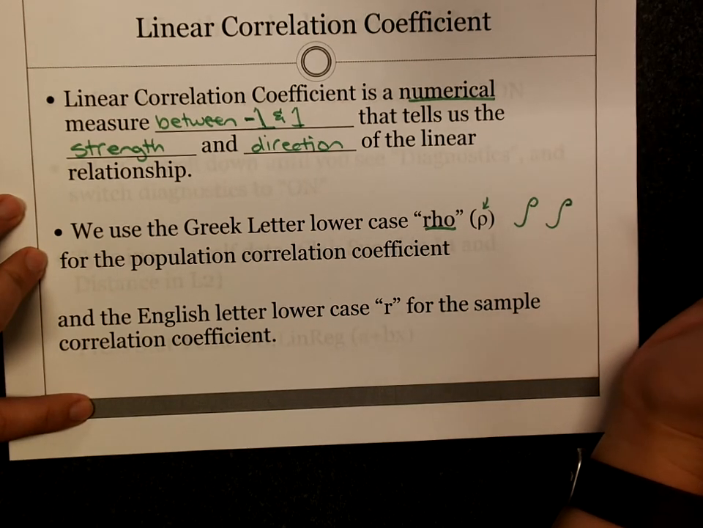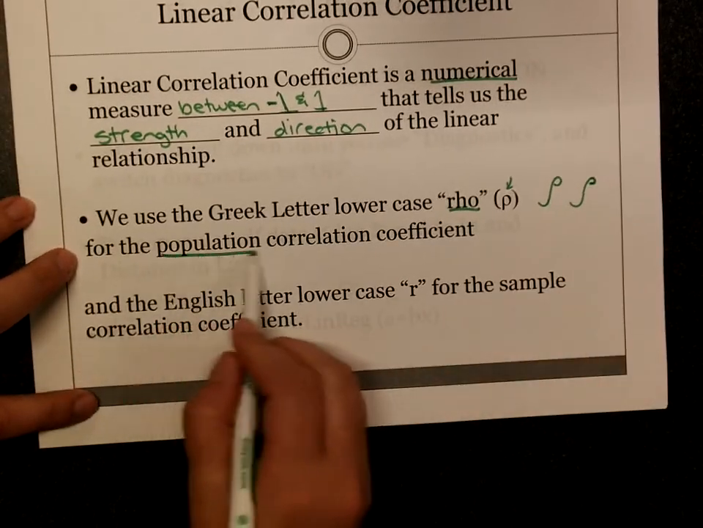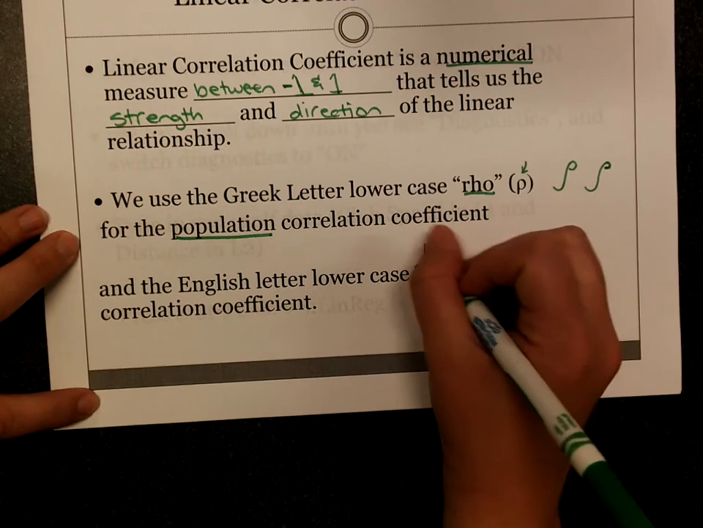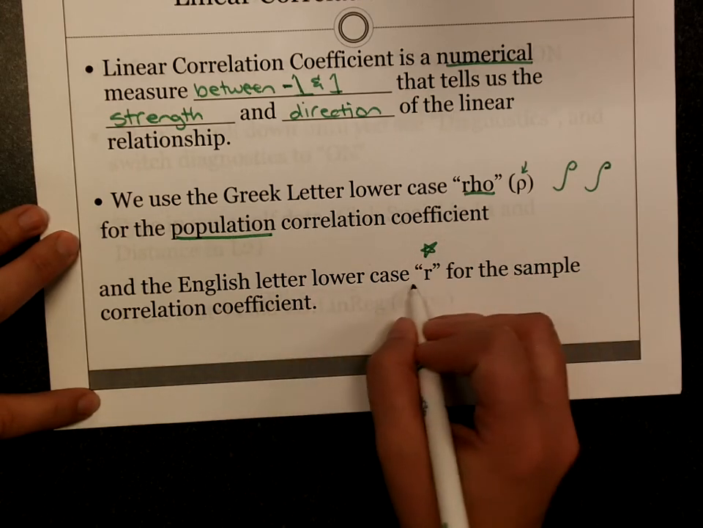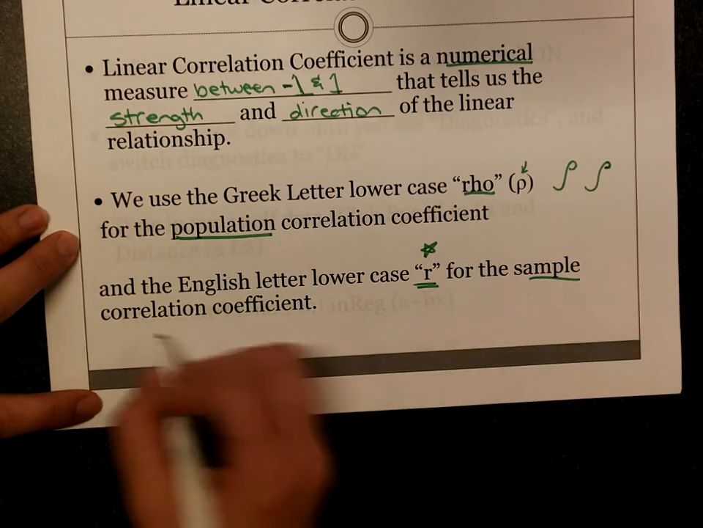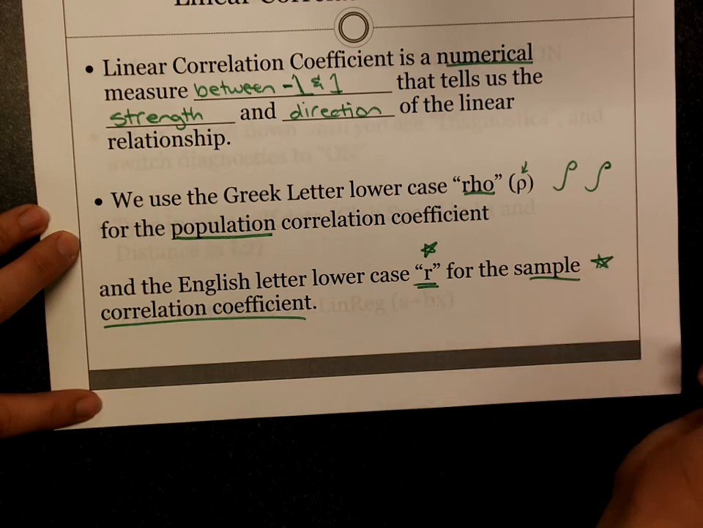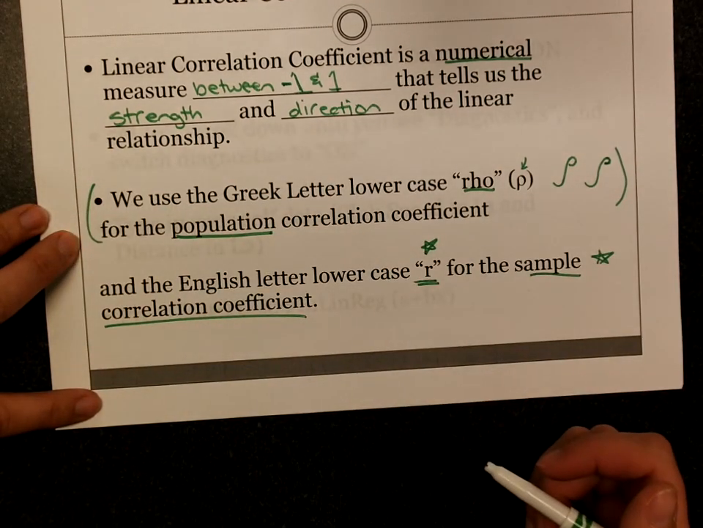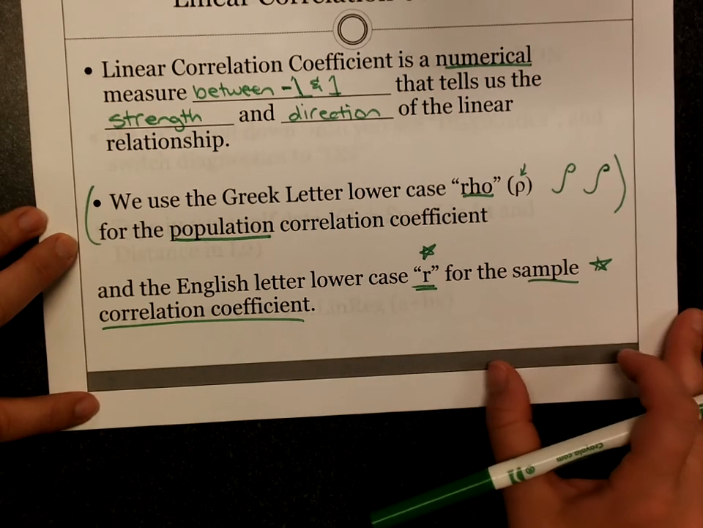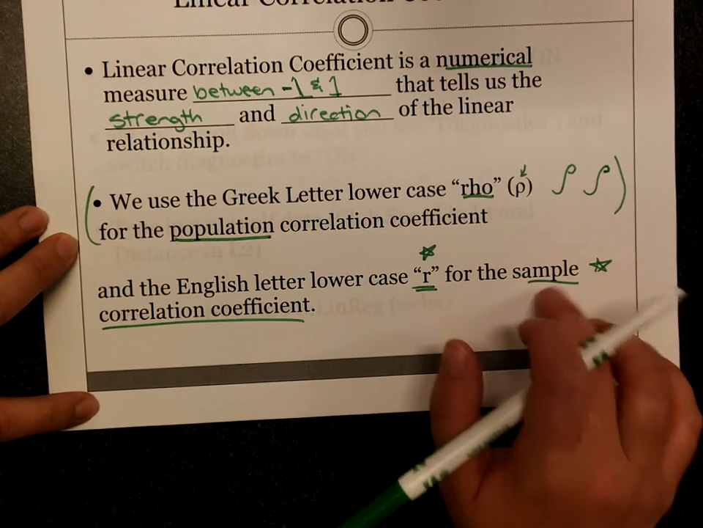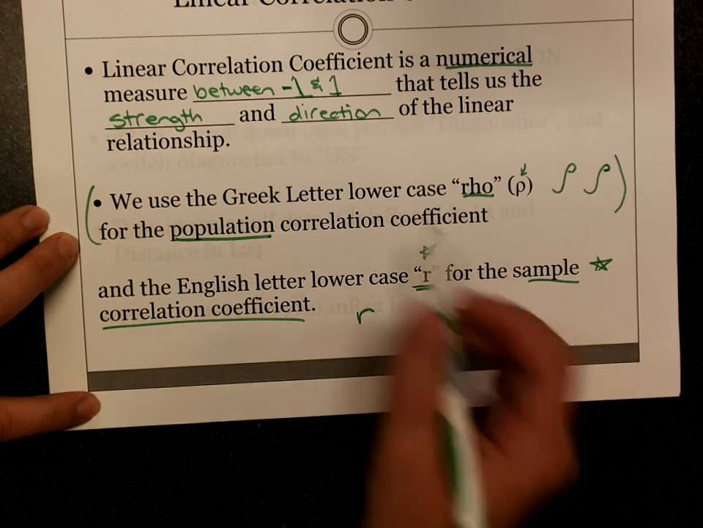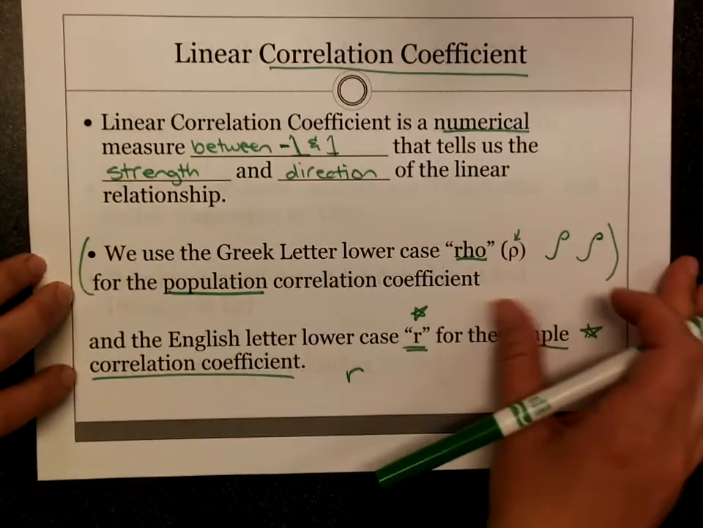We don't really deal with rho very much because it's the population's correlation coefficient, which we almost never have. We're going to be using the English lowercase letter r for our sample correlation coefficient. This is the one we're going to be using. We don't really use the population correlation coefficient. So it's kind of a funky symbol. Don't really worry about it. Just know that the lowercase letter r is the one we're going to use for correlation coefficient.